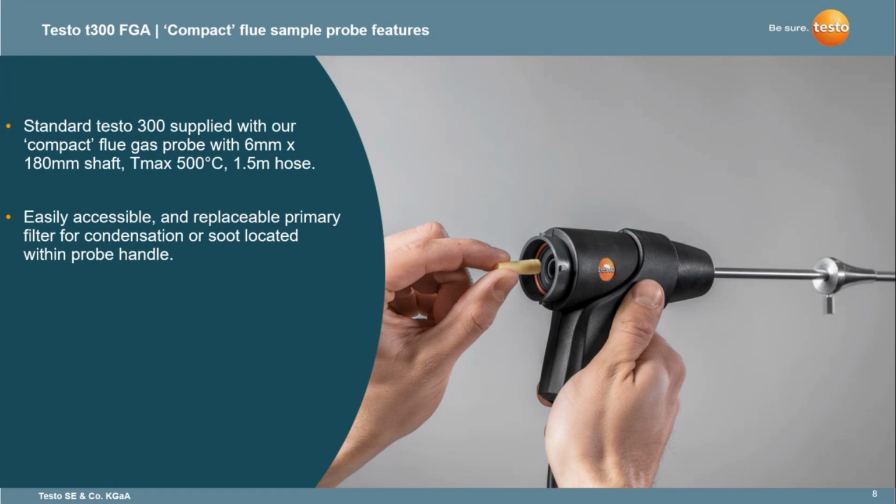The compact probe also has a very, very simple and easily accessible primary filter located in the back, and that's there to be your primary point of stopping the initial condensation or any soot if you're doing a lot of oil-fired appliances. But very easy to check the filters and to change filters as needed.